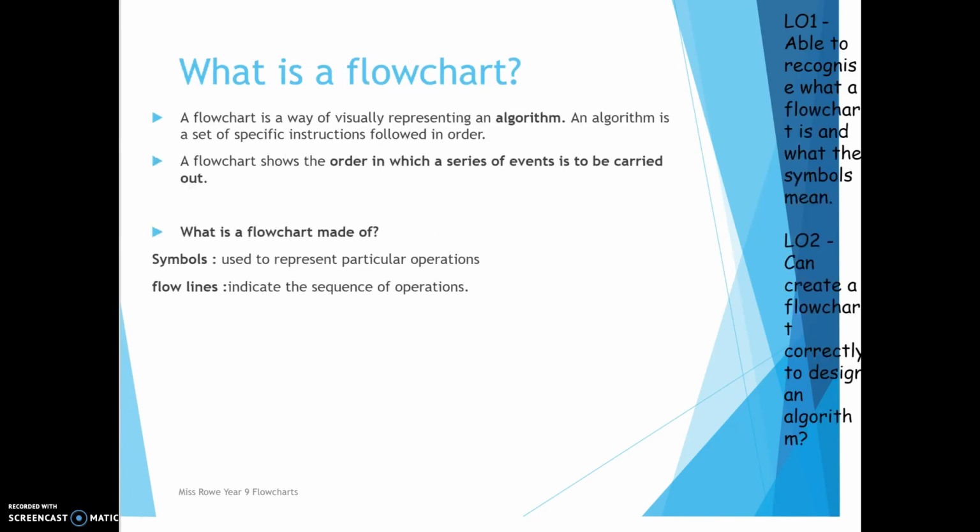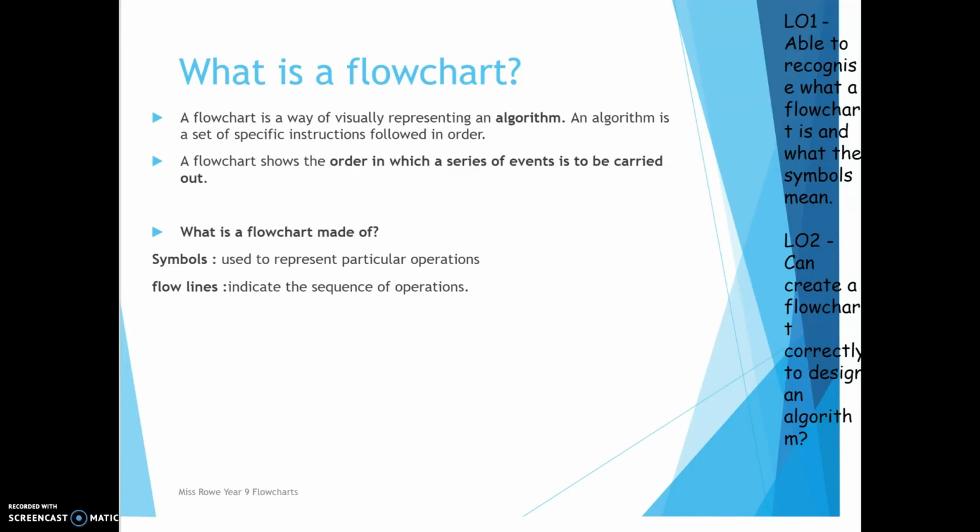So what is a flowchart? A flowchart is a way of visually representing an algorithm. An algorithm is a set of specific instructions followed in order. A flowchart shows the order in which a series of events is to be carried out. What is a flowchart made of? Symbols used to represent particular operations. Flow lines indicate the sequence of operations.